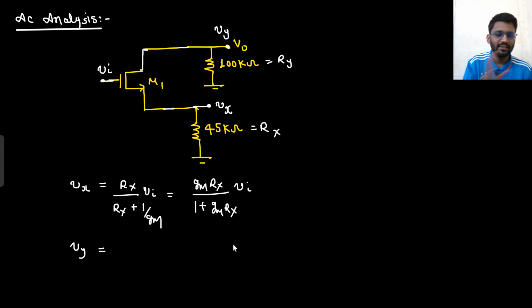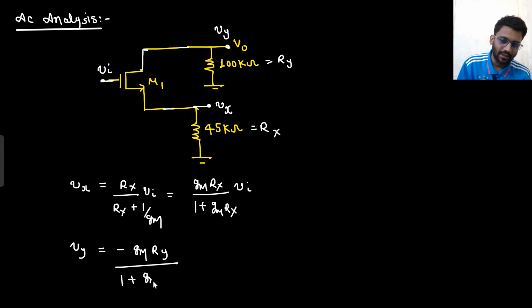What will be your answer? Gm Ry upon 1 plus Gm Rx, right? Gm Rd upon 1 plus Gm Rs. Do you remember this formula? Gm Rd upon 1 plus Gm Rs. So this potential will be minus, don't forget the minus sign, Gm Ry upon 1 plus Gm Rx. Say yes or no? Into Vin.